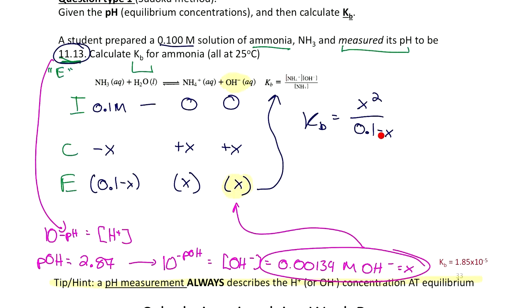Should I approximate this? No, because you know what X is. If you approximate it, you're just being lazy. The point of the approximation is to avoid using the quadratic. Since we know what X is, you just plug it in and it's just algebra. So it would be 0.00134 squared over 0.1 minus that X value there. You plug that in and you get a KB like that: 1.8 times 10 to the negative 5. Okay, so that's KB.